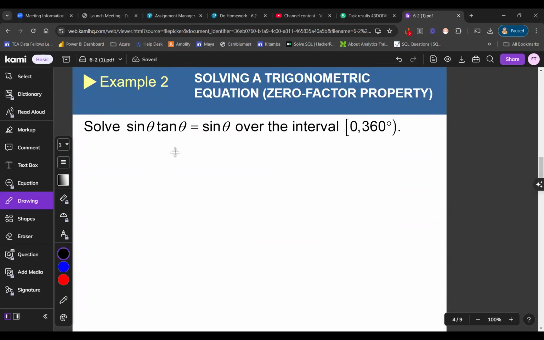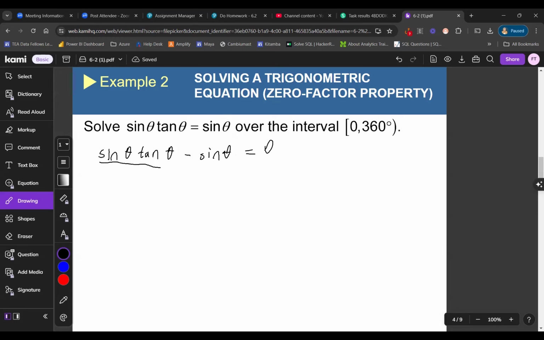This is our second example we're going to tackle. We want to solve sine theta times tangent of theta is equal to sine of theta over the interval from 0 to 360. I have to do something to reduce it to one single trig function if possible. So this is how I am going to start. Sine of theta times tangent of theta is going to stay on the first side, and sine of theta is going to move to the other side as minus sine of theta, so that I can set the equation to 0.